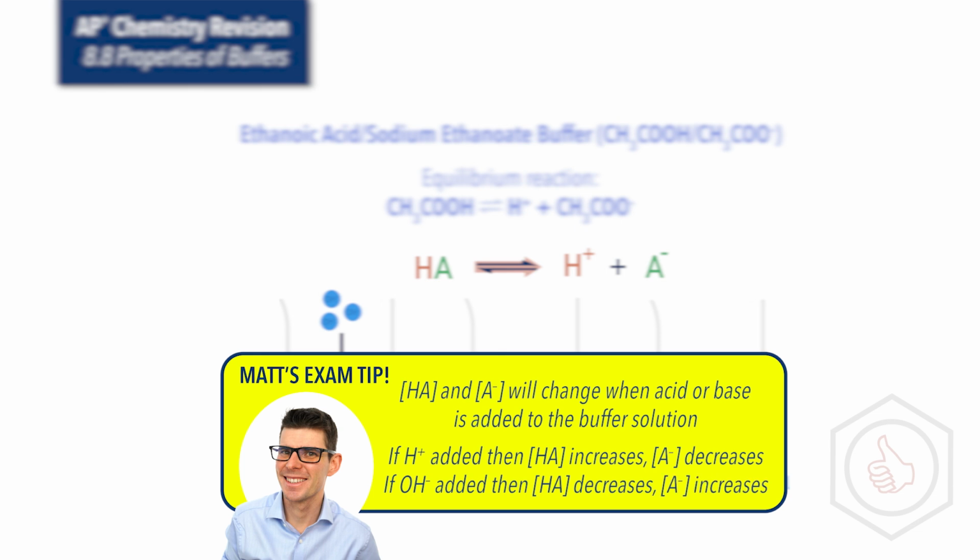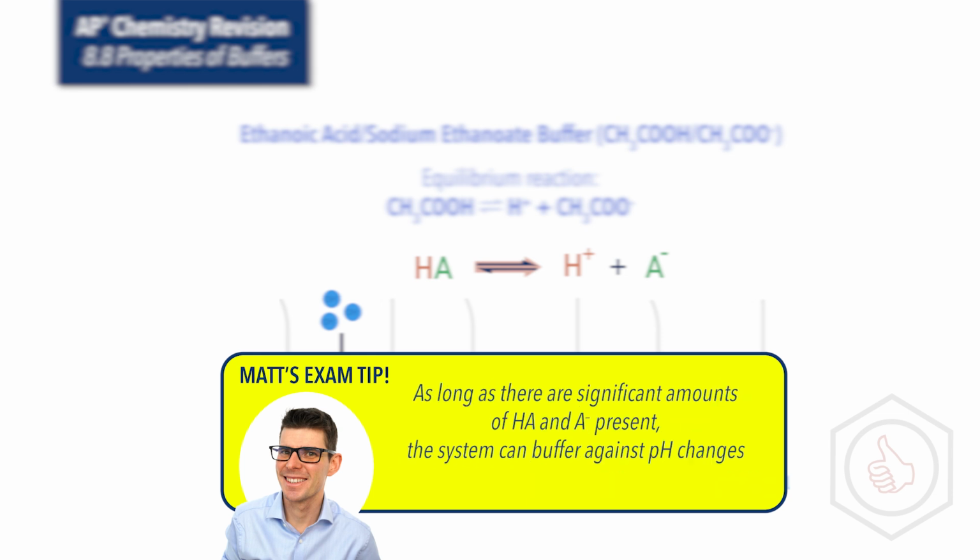As long as there are significant amounts of HA and A- present, the system can buffer against pH changes. Note that the actual exact pH of the solution will change slightly because the concentrations of HA and A- are changing, but the change in pH will be much smaller than if there was no buffer system present.